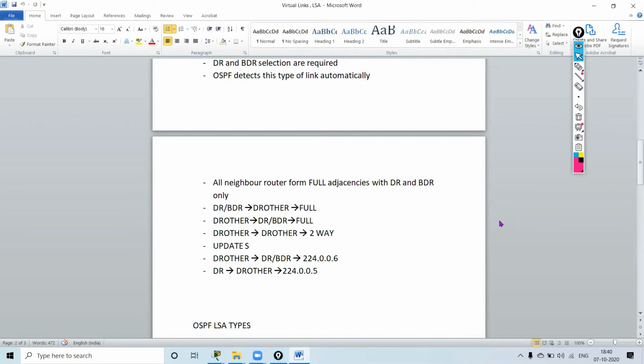And DR and DR other are on the same 224.0.0.5, right? DR others will not exchange with each other. That's what I'm telling you. Hello messages also go on multicast. Hello messages will be on this. That's what I'm asking. So it will be 224.0.0.5. The initial process will be done on this multicast address only, 224.0.0.5.